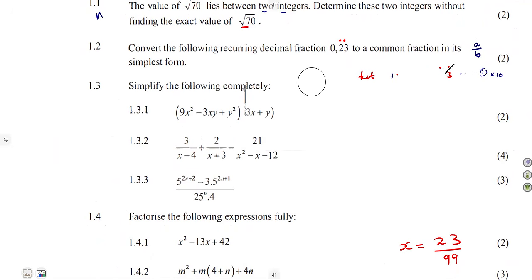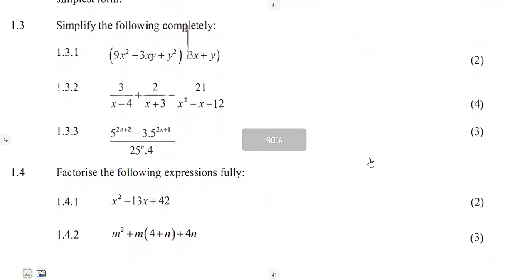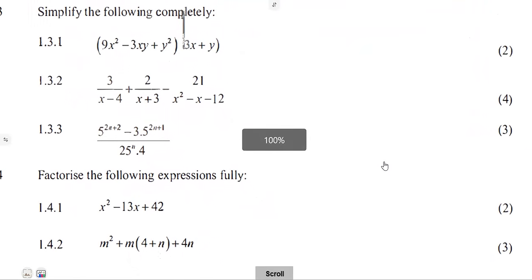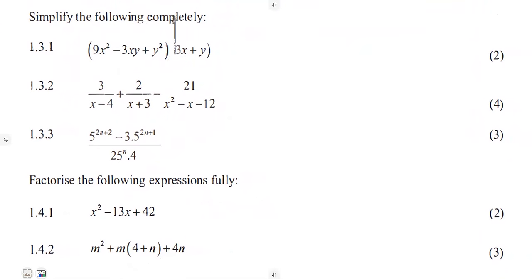Let's consider the other part. We are given 1.3, simplify the following completely. I'm just going to move this one aside so that we can properly see it. Starting with 1.3.1, we have two brackets there. We are given two brackets. I'm just going to start with the linear terms, 3x plus y. The order does not matter, guys.